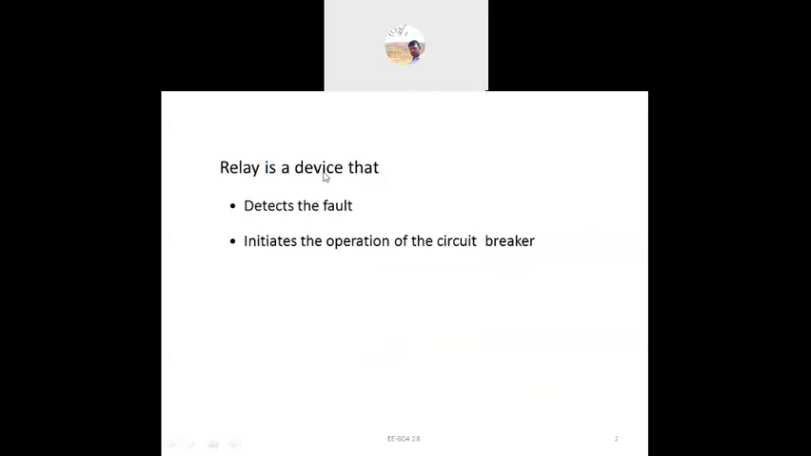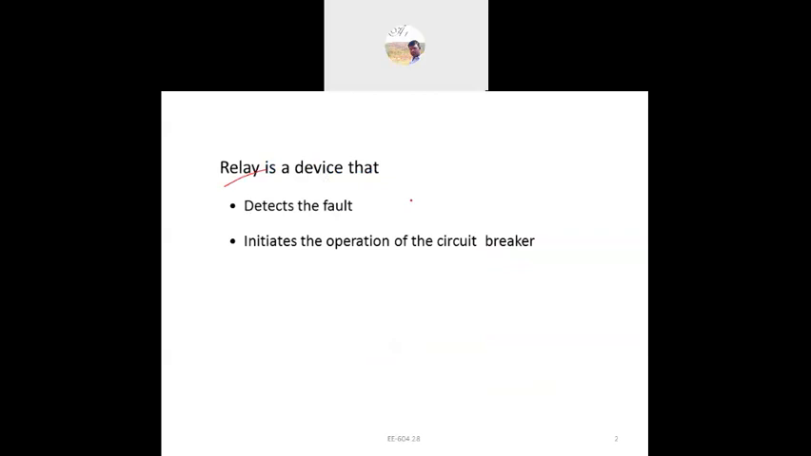The relay not only works as a single unit, it is combined with the switchgear equipment, that is a circuit breaker. So the relay is one protective device. In the power system we need one component to protect the equipment from faults to keep it healthy. So we need a device, and the type of device we use is a protective device, that is a relay.